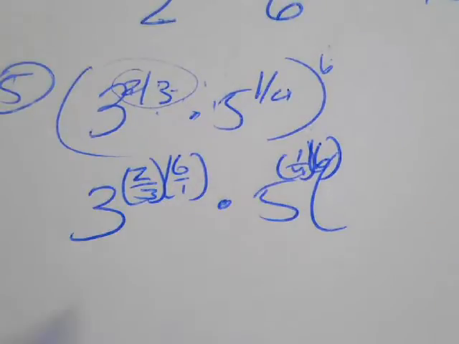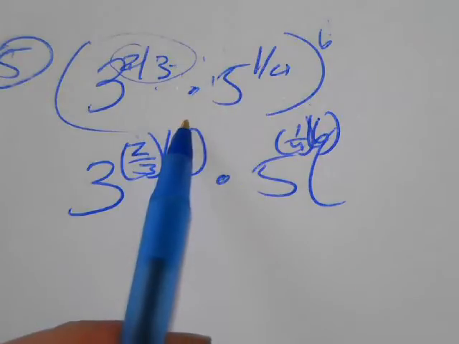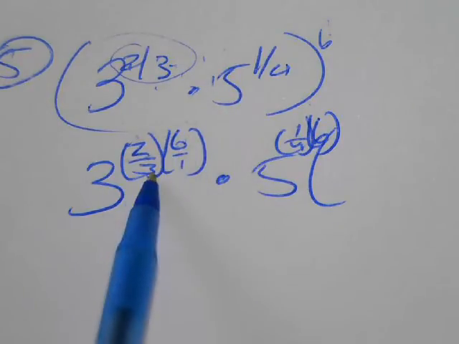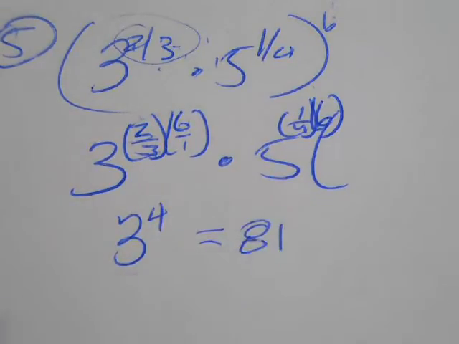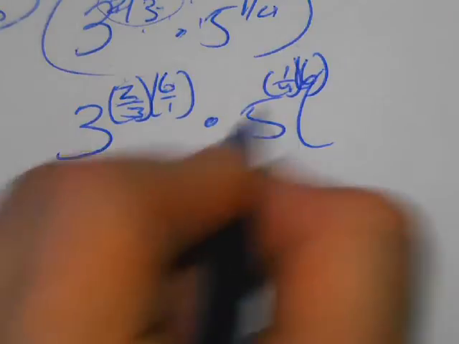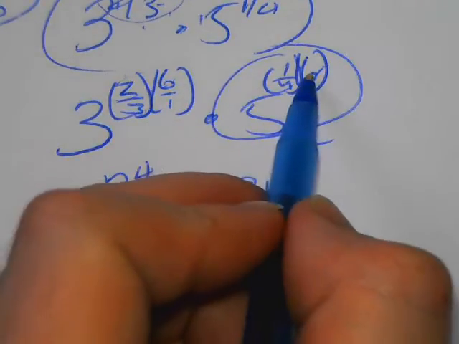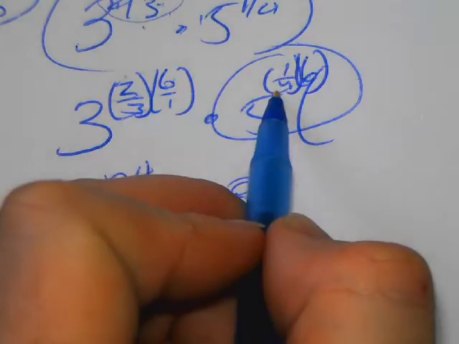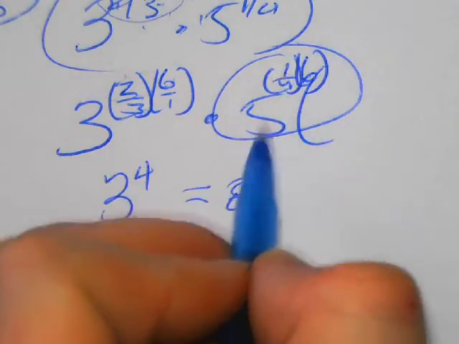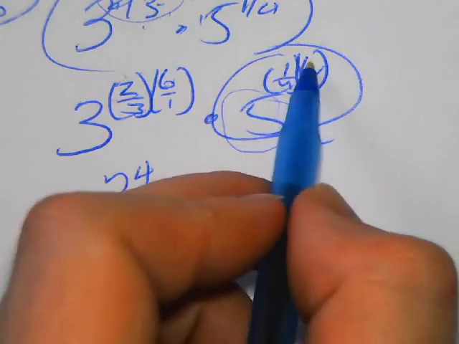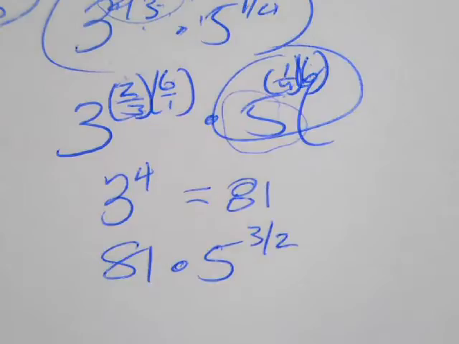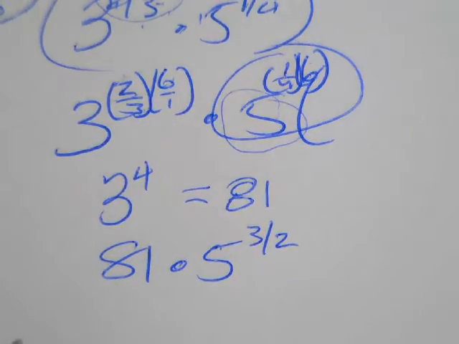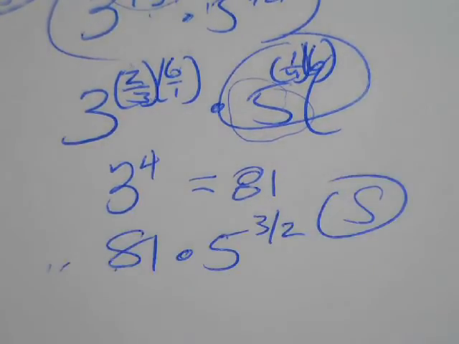All right. 6 times 2 is 12, and 12 divided by 3 is 4. So this is 3 to the 4th power, which equals 81. So we've got 81 on this side. And then over here, I have 6 on the top and 4 on the bottom. And that fraction is just 3 over 2. So this is 5 raised to the 3 over 2 power. When we go to our answer choices, 5 to the 3 over 2 power times 81 is S.